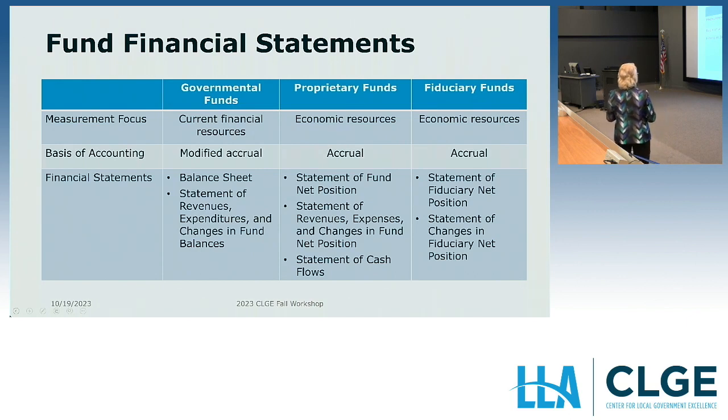Proprietary funds, it is called a statement of net position. It's not called a balance sheet. I may use the word balance sheet because that's the generic term for assets, liabilities, and equity. Okay, but it is called a statement of net position. And then there is the statement of revenues, expenses, not expenditures, and changes in net position, in fund net position. Different from net position because that is government-wide. So we have fund in front of that.